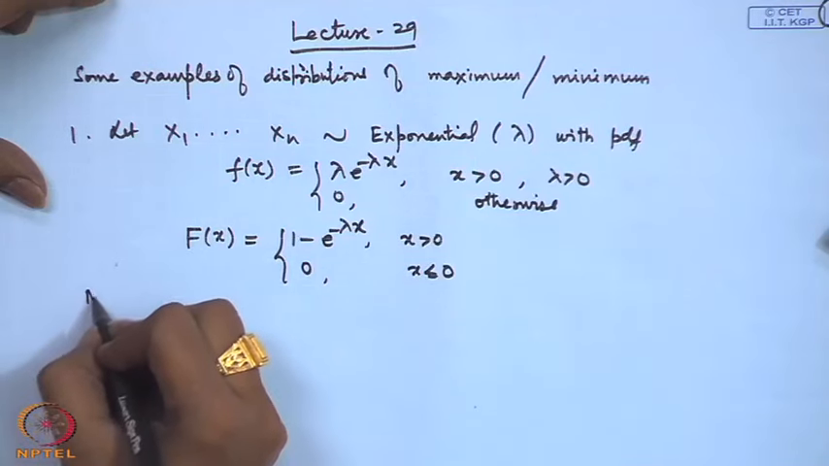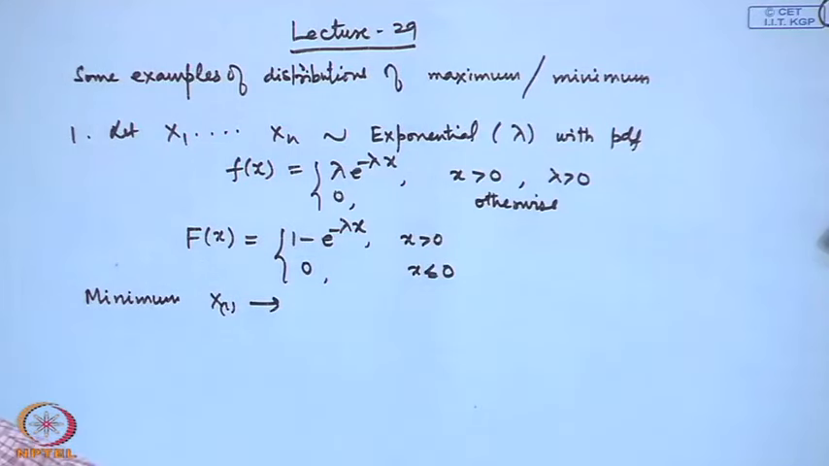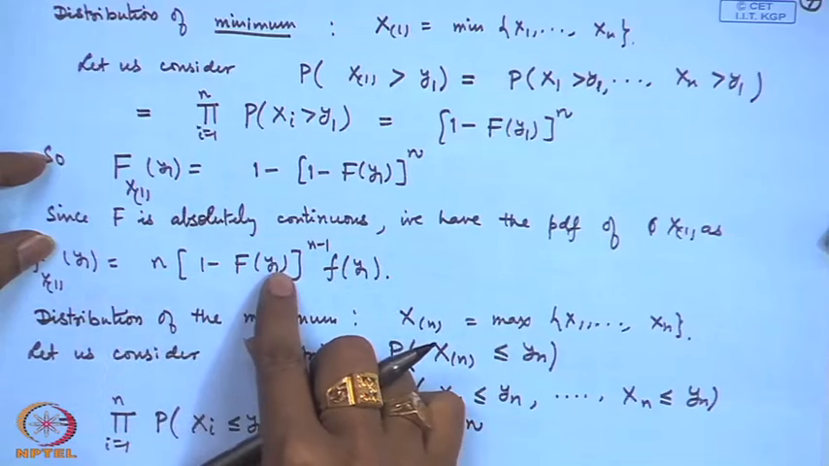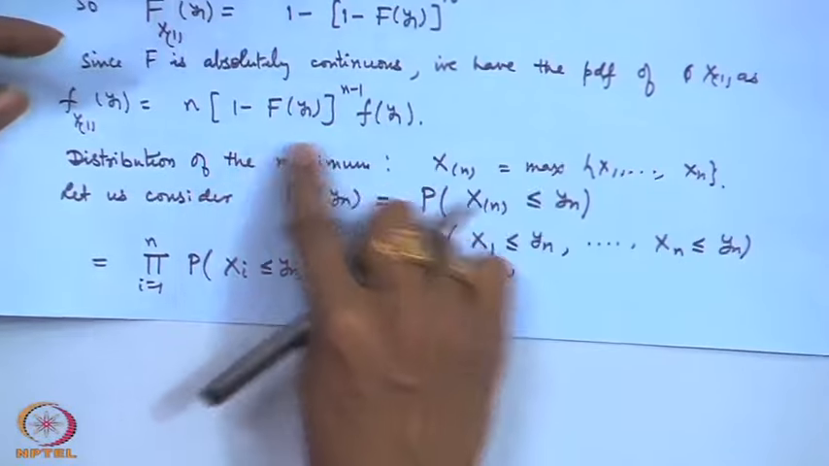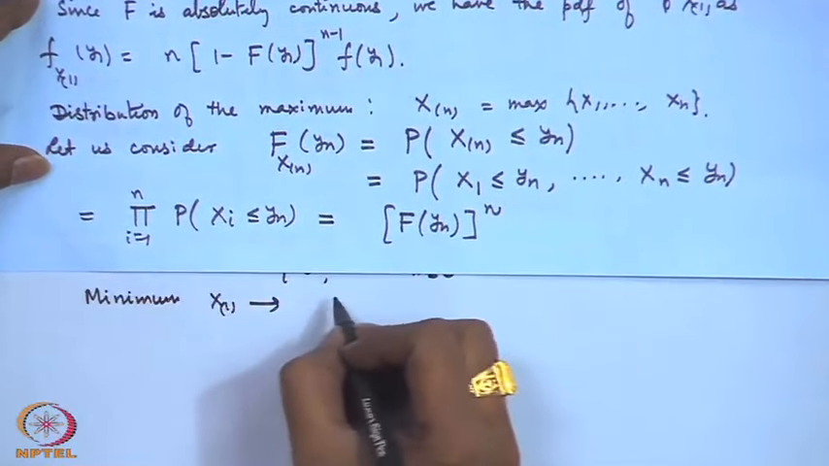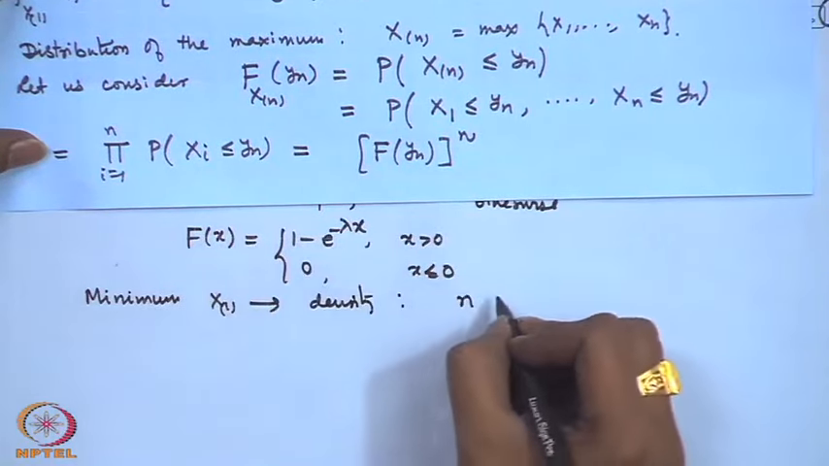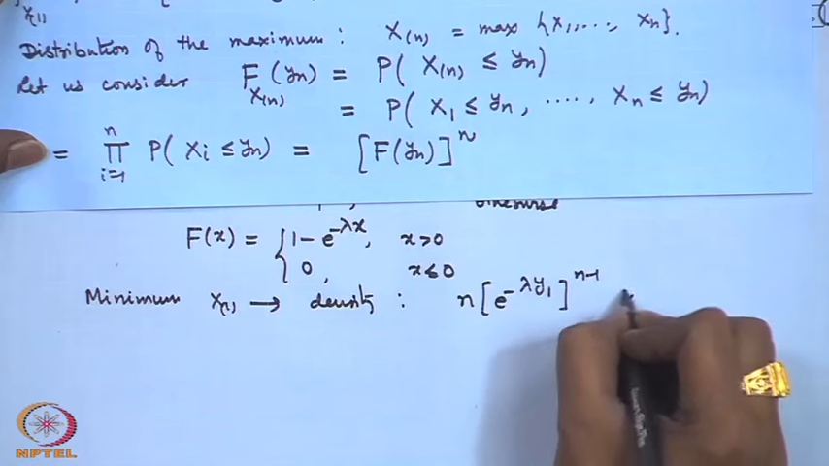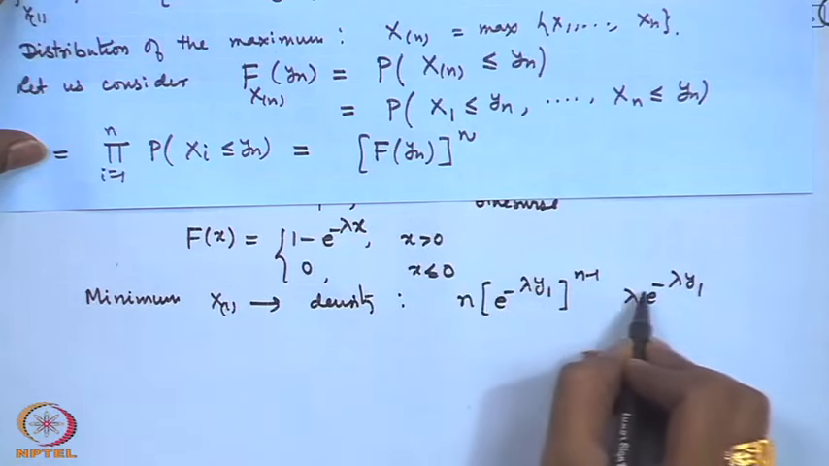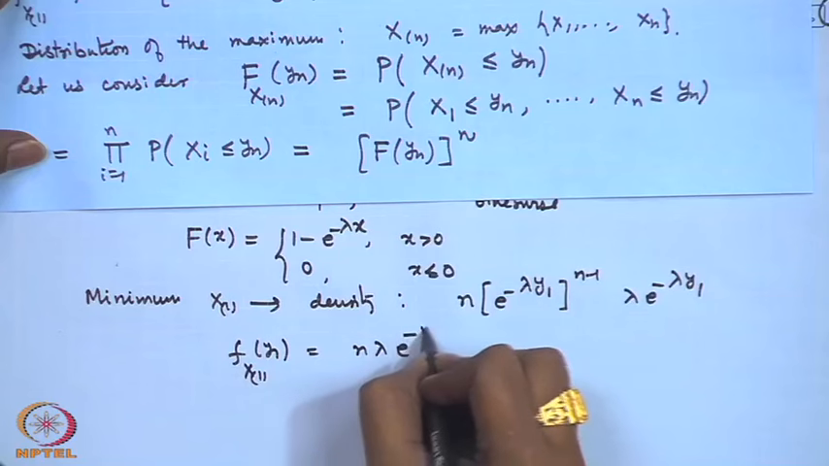If I consider the minimum of the observations, that is y1, then yesterday we have seen that the distribution of the minimum can be obtained in a simple way as n times (1 minus F(y1)) to the power n minus 1 times f(y1), if the common density is small f, where capital F is the CDF. If I apply this formula here, the density will be equal to n times (e to the power minus lambda y1) to the power n minus 1, into lambda e to the power minus lambda y1. Now, you can see here these powers will get added up. So, you are getting the density of this minimum as n lambda e to the power minus n lambda y1.